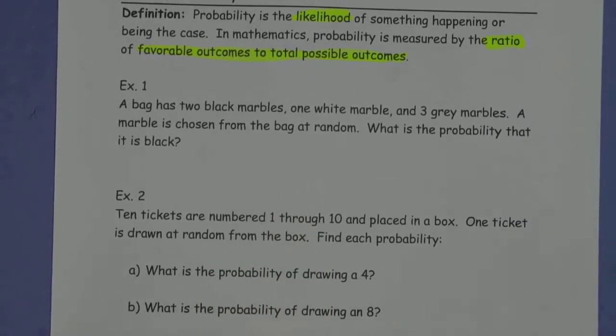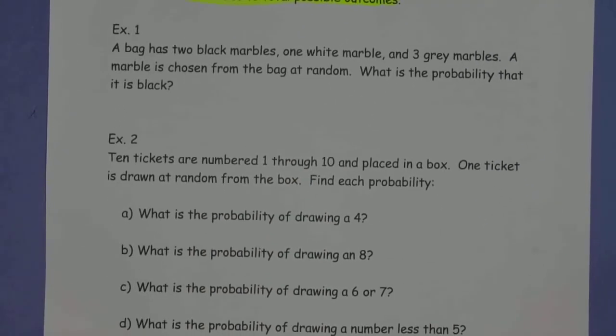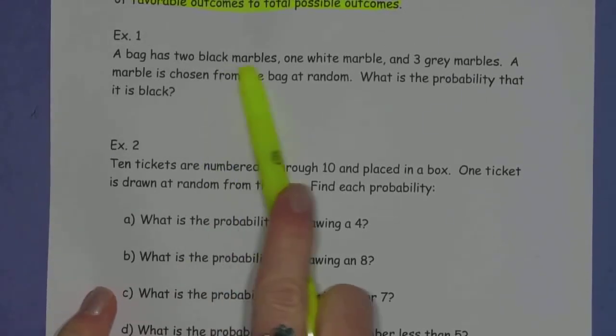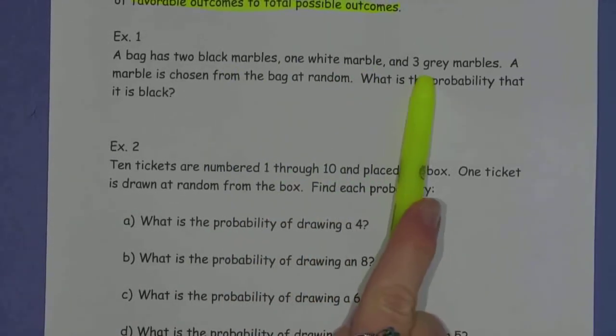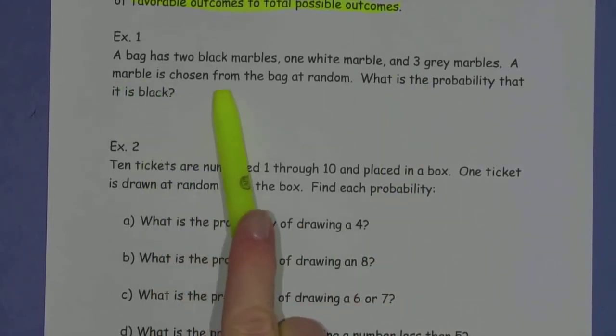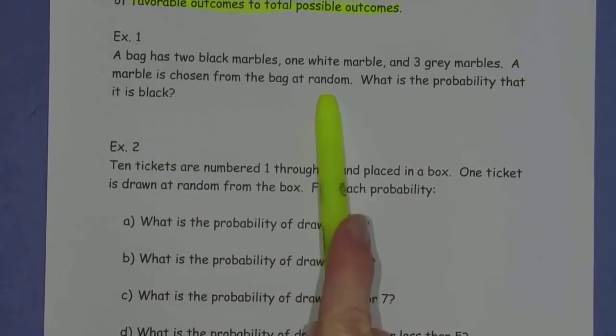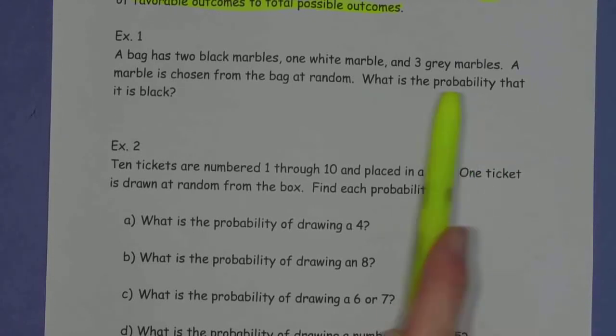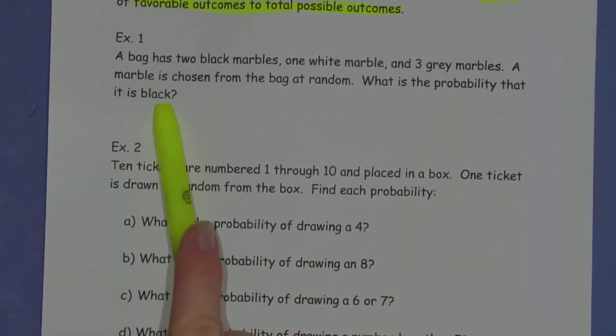So let's take a look. Example 1. It says, a bag has 2 black marbles, 1 white marble, and 3 gray marbles. A marble is chosen from the bag at random. So you reach your hand in the bag, you're not looking inside, you're just picking a marble randomly. The question is, what is the probability or the likelihood that the marble you pick is black?